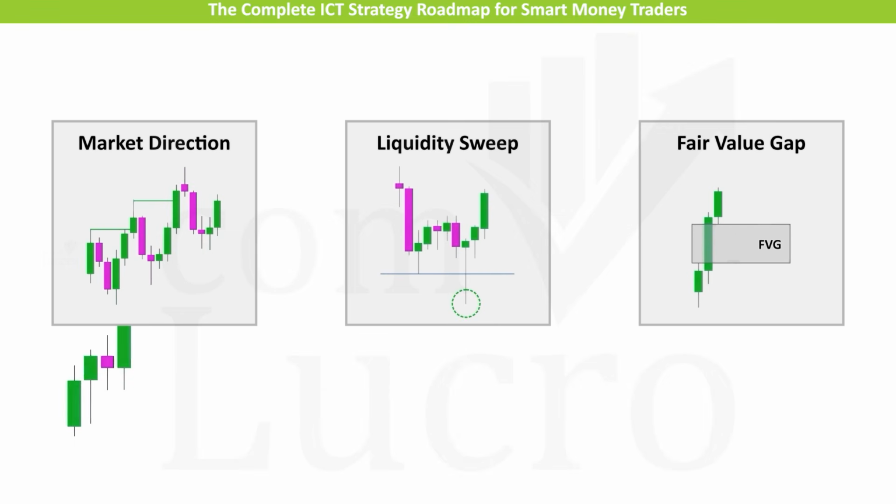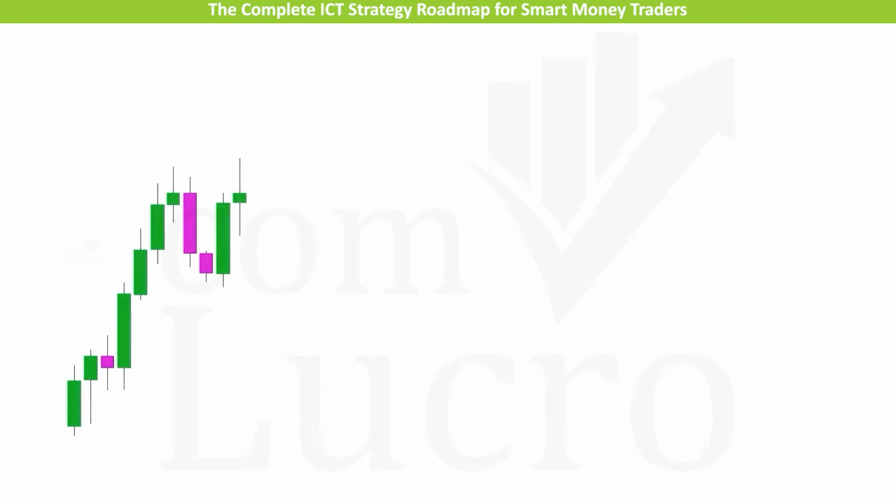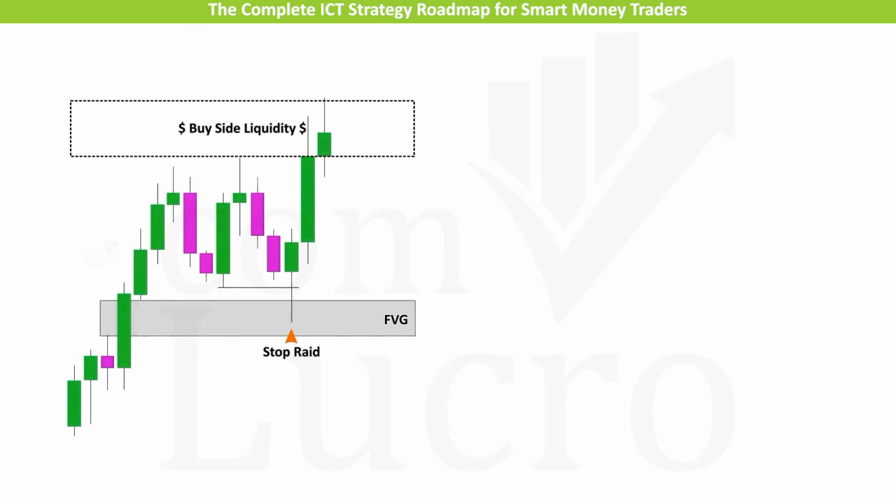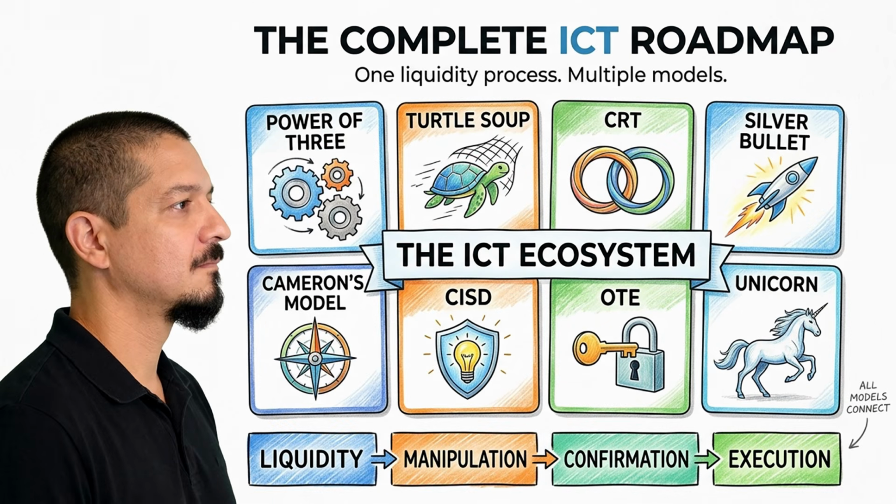In this video, we are going to connect the most important ICT strategies into one complete smart money concepts roadmap. Turtle Soup, Silver Bullet, Cameron's Model, OTE, CRT, CISD, Power of Three, and the Unicorn Model are not random setups. They are different pieces of the same liquidity concept in trading, showing how price moves from liquidity to manipulation to confirmation and finally to execution.